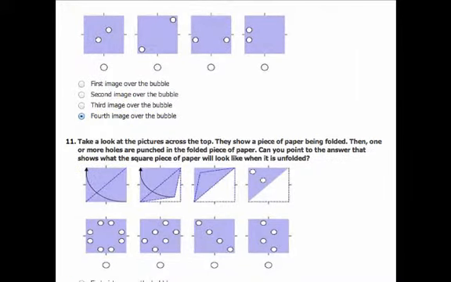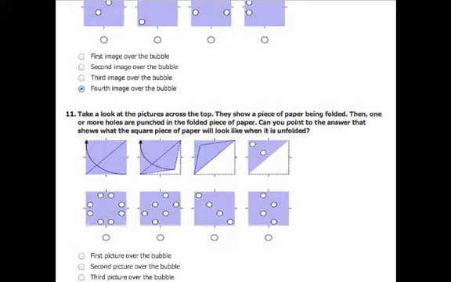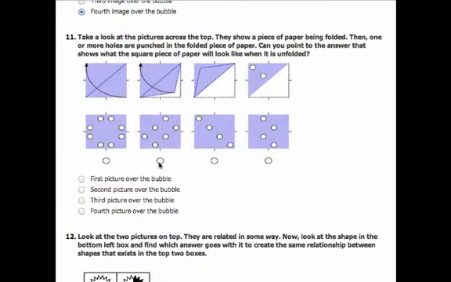On the next one we go down, there's another paper folding one. You have to see which direction they're folding. They're folding it up on the diagonal. So when you open it up, you would choose this one right here, the third picture, because that's what it would look like when it's opened.